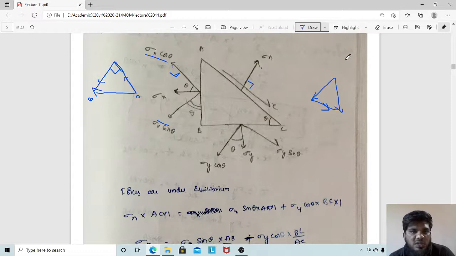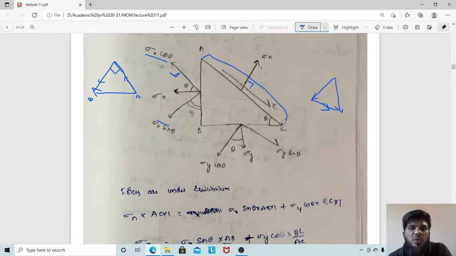Stresses cannot be resolved. Forces should be resolved. When you know the stress, you can resolve the force. Force is nothing but stress into area. Now what is the area? The force acting along the direction of sigma n, this is sigma n, sigma n stress is acting, and it is acting on which area? AC. And what is this AC? It is having a unit thickness like this.